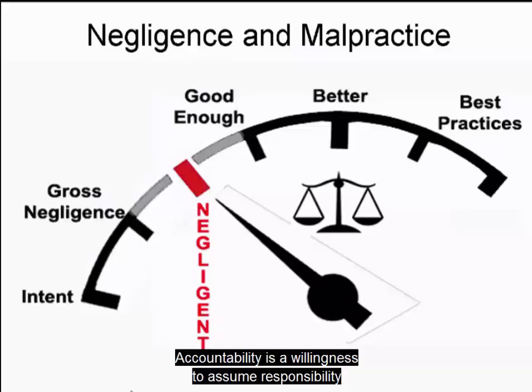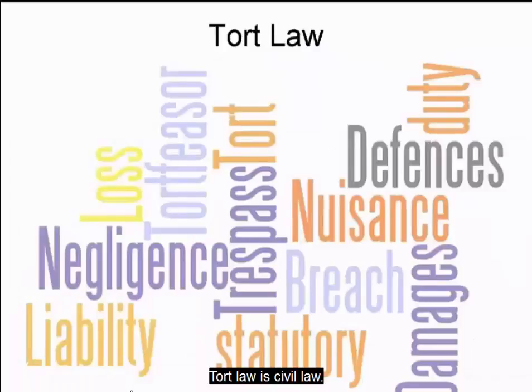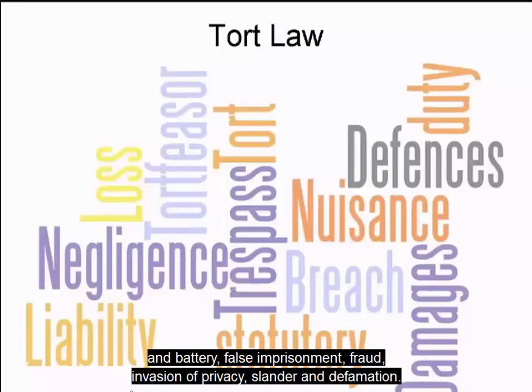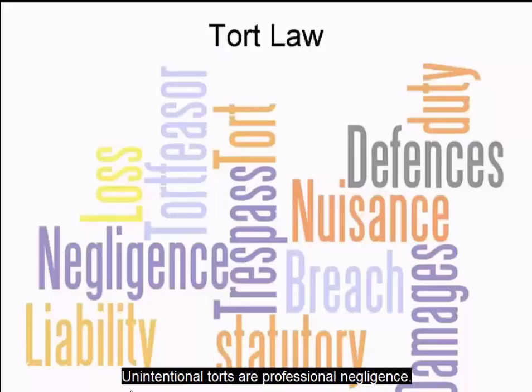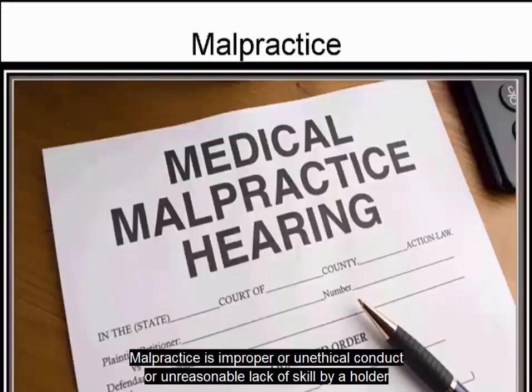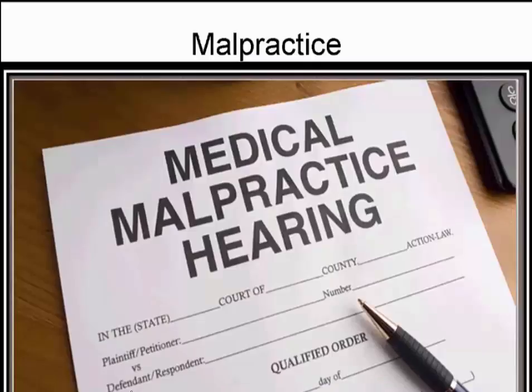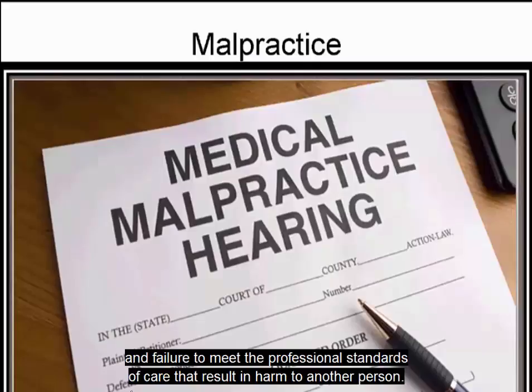Accountability is a willingness to assume responsibility and then accept the consequences for your actions. Tort law is civil law. It covers legal wrongs committed against a person or property, and intentional torts are assault and battery, false imprisonment, fraud, invasion of privacy, slander, and defamation. Unintentional torts are professional negligence. Malpractice is improper or unethical conduct or unreasonable lack of skill by a holder of a professional or official position. Medical malpractice is professional misconduct, failure to perform professional duties, and failure to meet the professional standards of care that result in harm to another person.